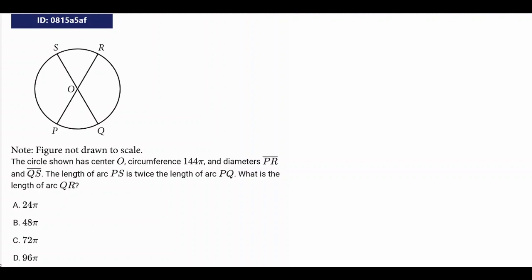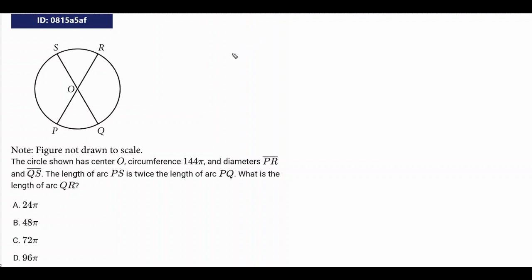We've got a circle with a center O. It's got a circumference of 144 pi. Circumference is just the perimeter of a circle. It means how far it is when you go all the way around it. Diameters PR and QS. The diameter is a line that goes through the center. The length of arc PS, that arc is part of a perimeter, is twice the length of arc PQ. Great. What is the length of QR?